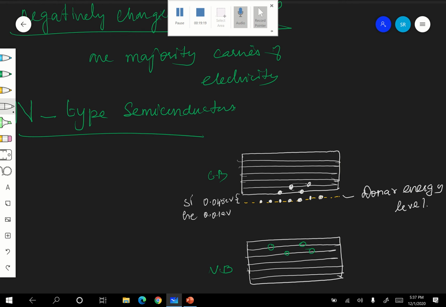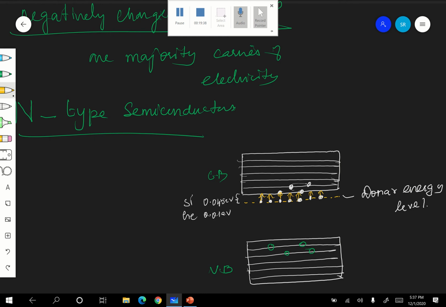Very, very less. So what happens? These electrons readily jump. Only a little energy is required now. So just like that, they can go into which band?